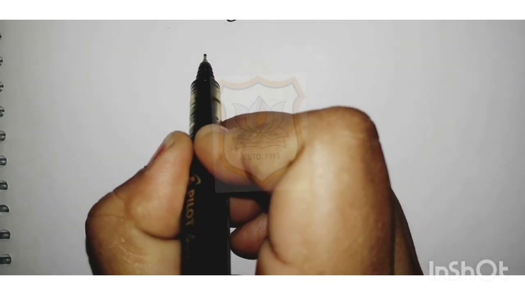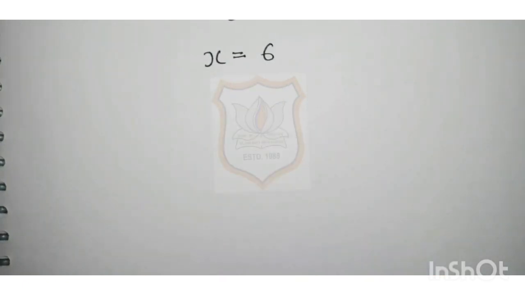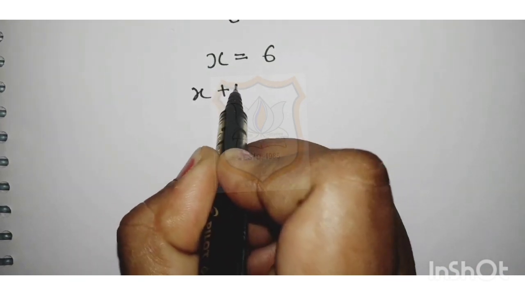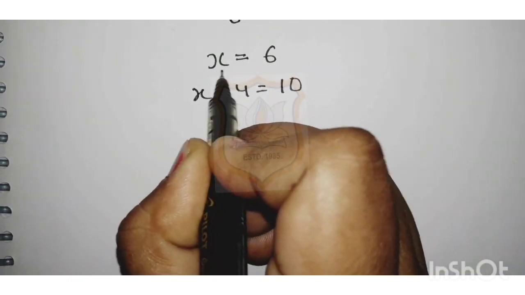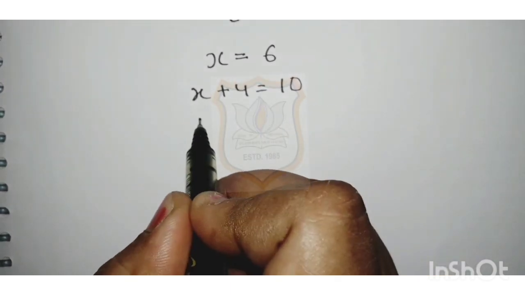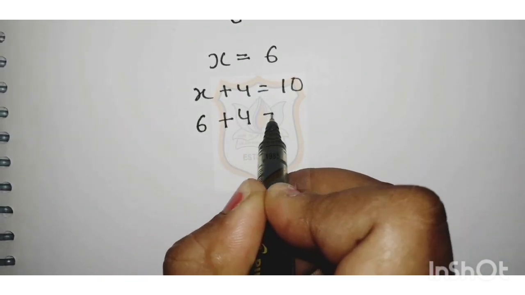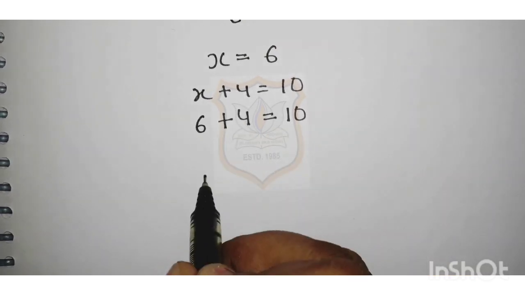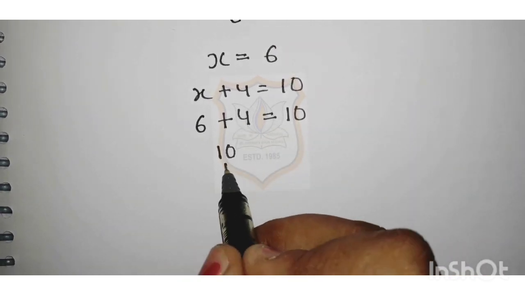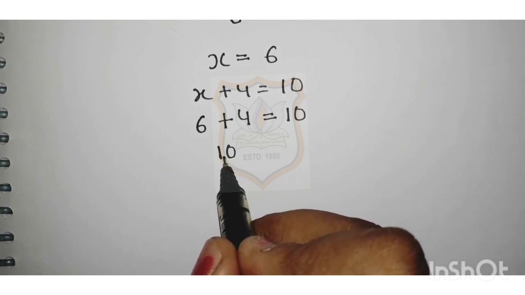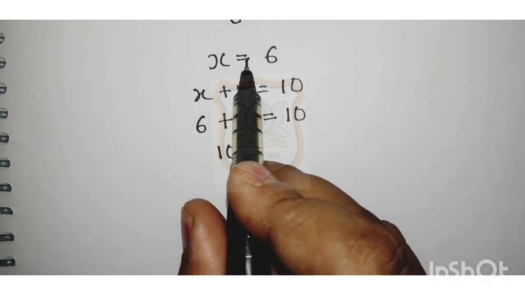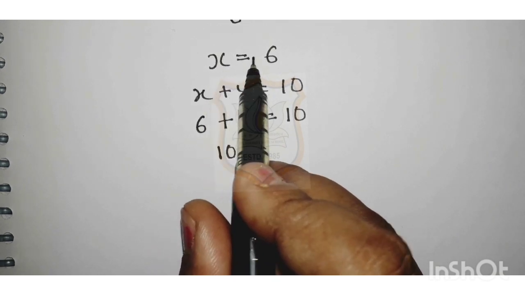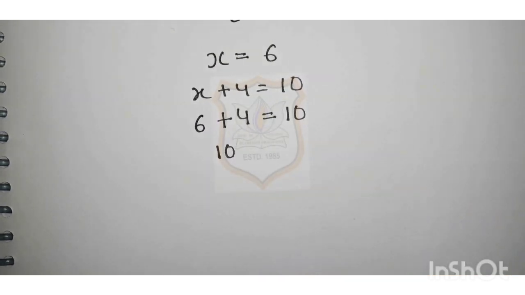Similarly, if I put the value of X is equal to 6 in the equation X plus 4 is equal to 10, in place of X, I will put 6. So 6 plus 4 is equal to 10. Now our answer is 10. So we can say that value of X is equal to 6 is right. Now students, you must have understood how to put the value of X. I will explain with one more example.